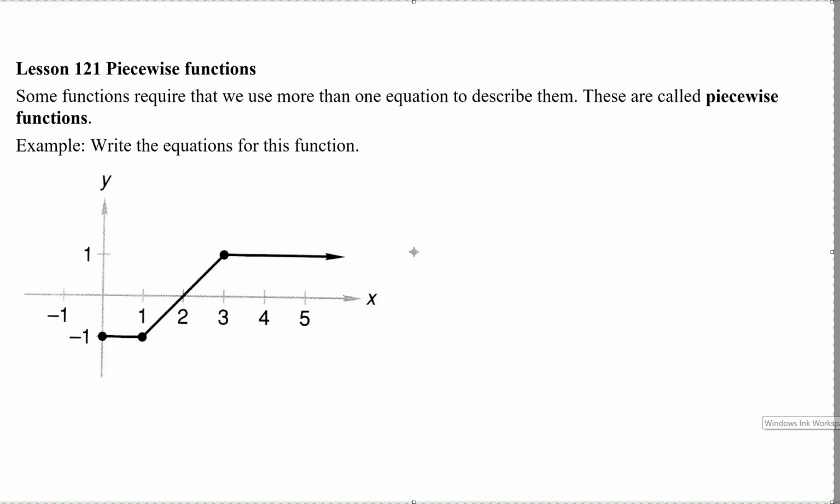Okay, this is lesson 121, and we're talking about piecewise functions. A piecewise function is a function that requires more than one equation to describe it, because it looks different depending on where you are on the x-axis. If you look at this example of a piecewise function, this part of it looks like a horizontal line where y equals -1.